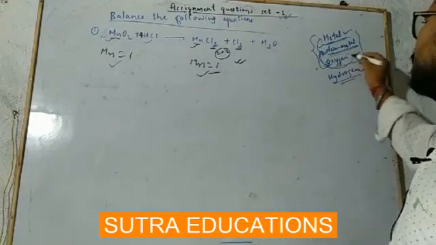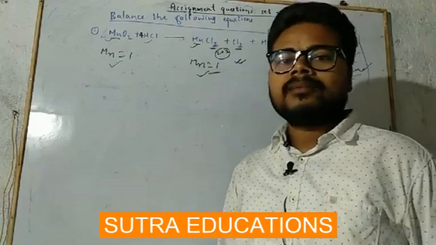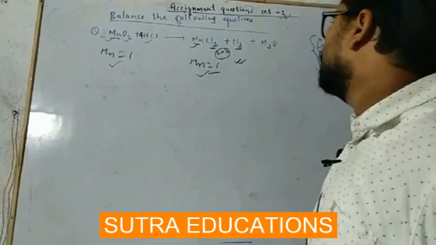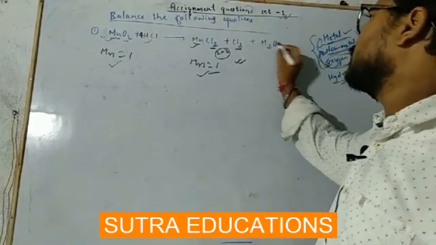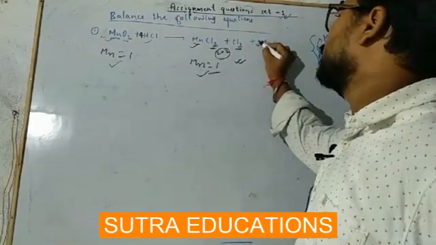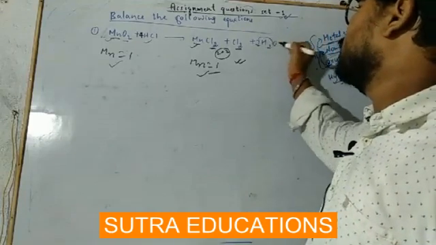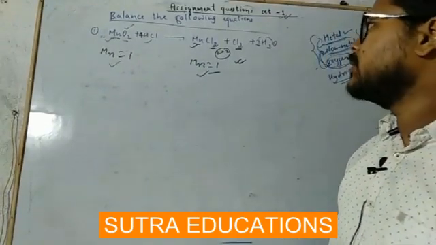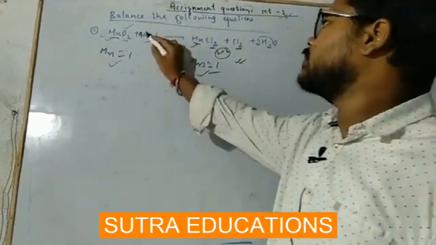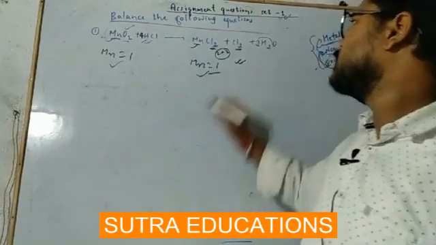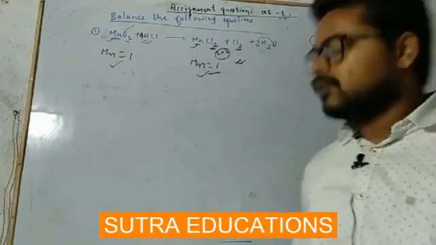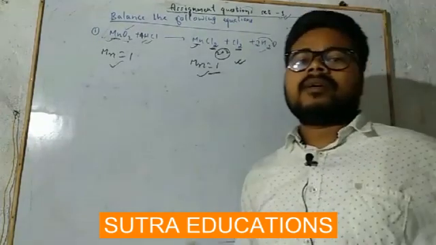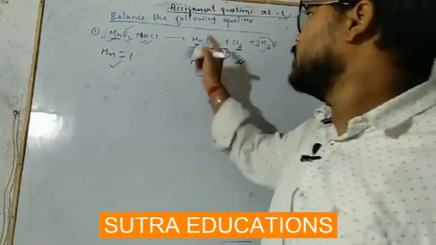Now come to the oxygen. So oxygen here it is 2, and oxygen here is 1. So multiply this by 2. Oxygen will get 2, and oxygen is present here 2. Now come to hydrogen. Hydrogen here is 4, and hydrogen 2 into 2, 4. Now you can check number of atoms in reactant side will be equal to number of atoms in product side.